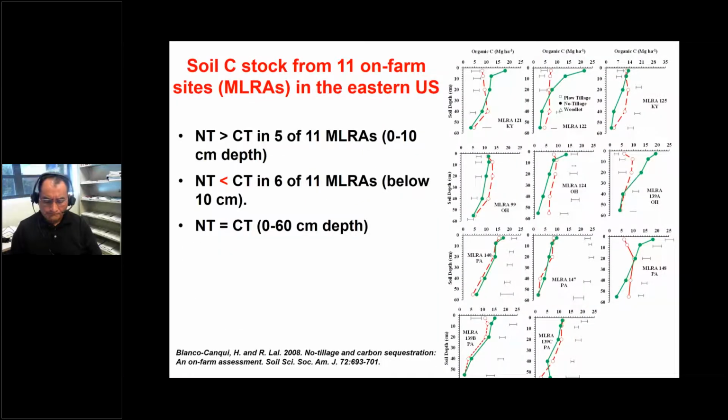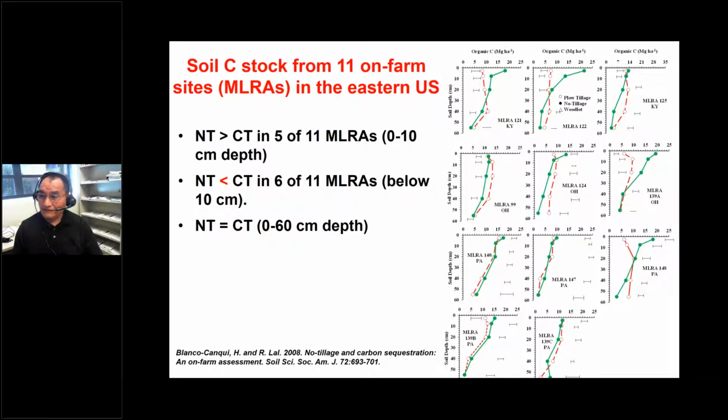We measured carbon stocks when I was a research scientist at Ohio State, from 11 on-farm sites. We had one site in each MLRA, across a number of states: Kentucky, Ohio, Pennsylvania. So 11 on-farm sites. These are paired sites, obviously not randomized experiments, but they are paired, next to each other.